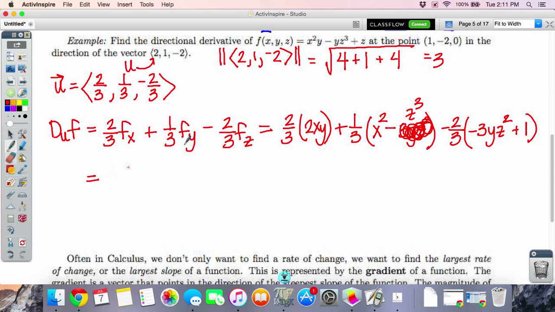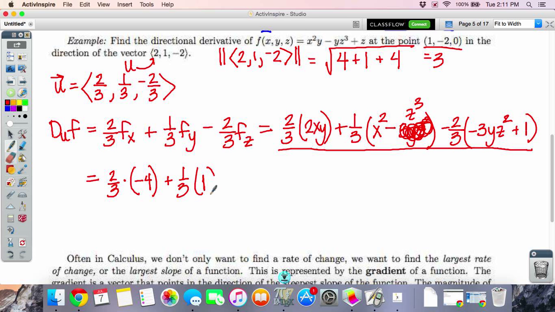Now, this is our answer right now, but this is just a function and we actually have a point to plug in. So everywhere I see an x, I'm going to plug in a 1, everywhere I see a y, I'm going to plug in a negative 2, and a z is going to go in as a 0. So this is going to become 2/3 for that first component times 2 times 1 times negative 2, in other words times negative 4, plus 1/3 times 1 minus 2/3, also times 1.